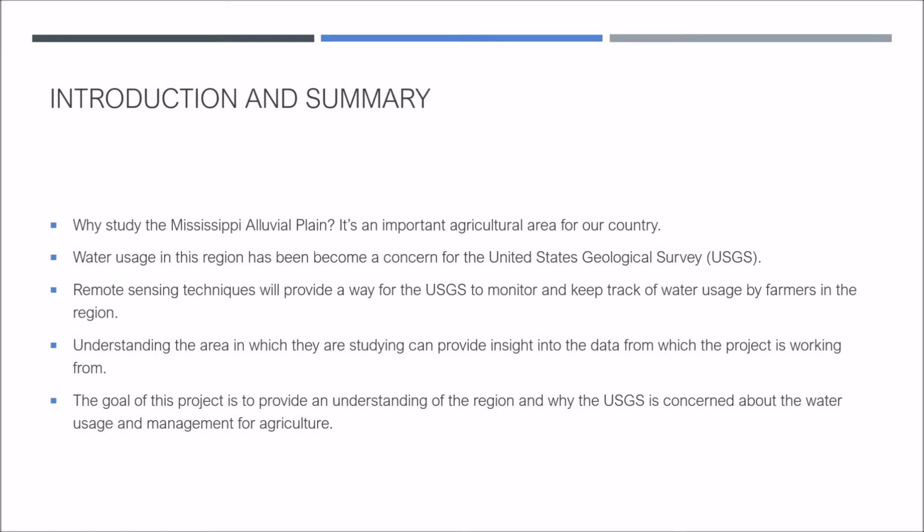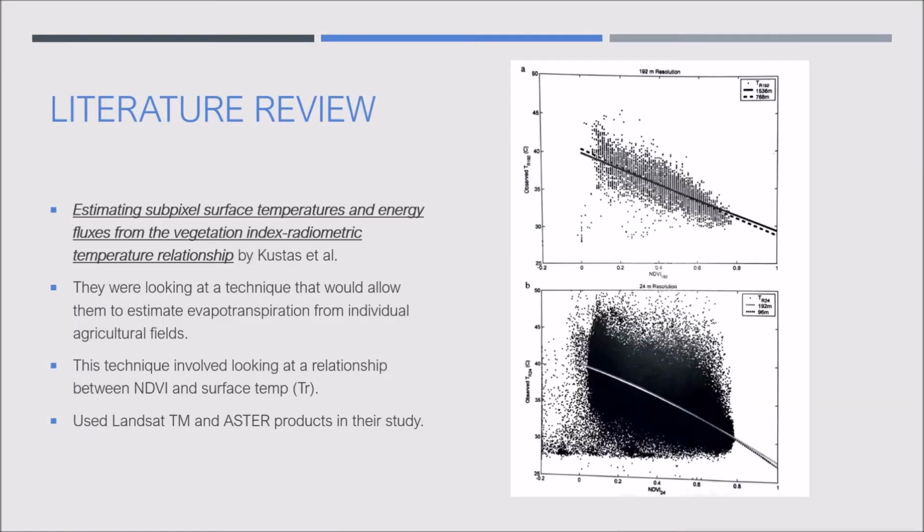as an example. The first journal article that provided direction and inspiration for the USGS project and mine looked at a technique that would allow them to estimate evapotranspiration from individual fields. This technique involved looking at a relationship between NDVI and surface temperatures. This could be a way to identify fields that have been irrigated recently.